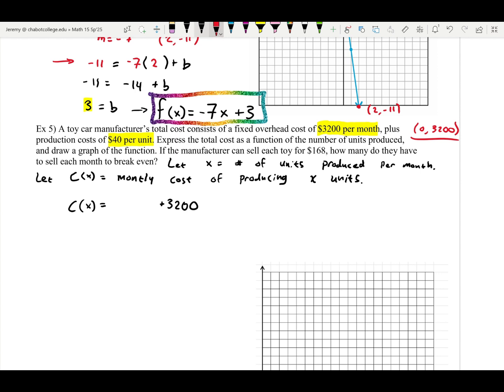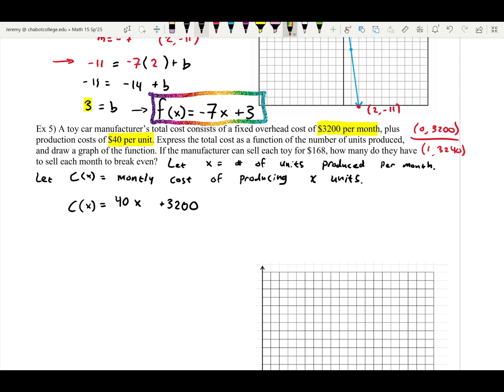Right? What ordered pair will we have if we produce one unit? Well, it's going to be that 3,200 plus another $40 to pay for that one unit that we produced, right? So that'll be 3,240. If we sold 2 units, there would be another $40. So that's why for the first term of our function, it's going to be 40x. That $40 per unit ends up being the rate of change of cost relative to the number of units that we produce.